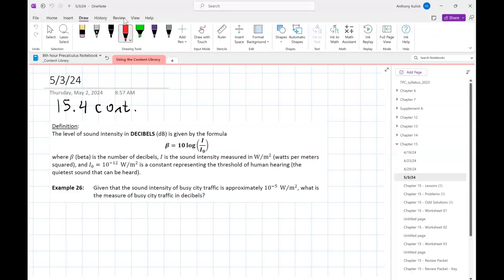So sound intensity as measured in decibels can be described by the equation B equals 10 times log of I over I naught, where that B, that's actually the Greek letter beta, is the number of decibels. I is the sound intensity in watts per meter squared, and I naught is a constant.